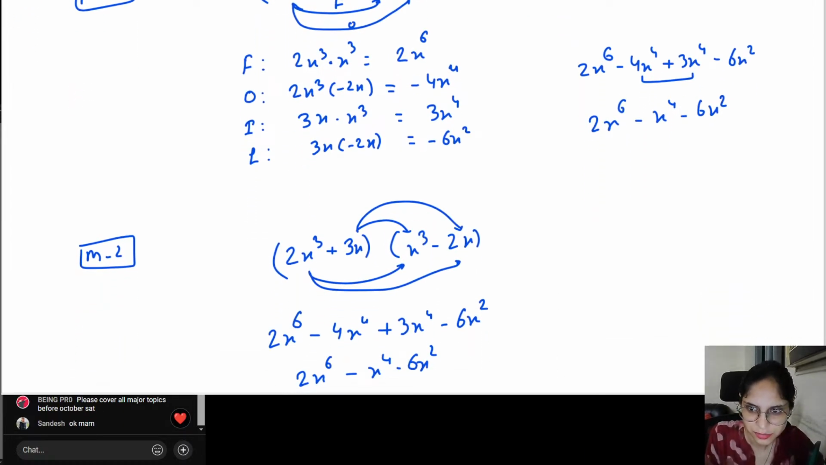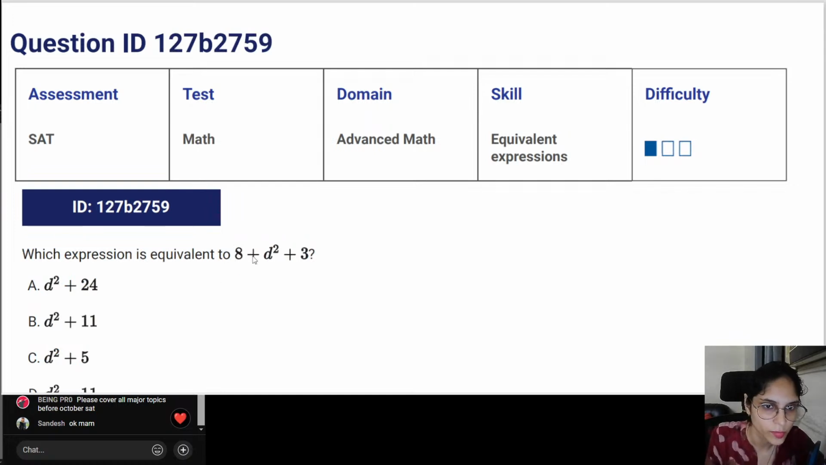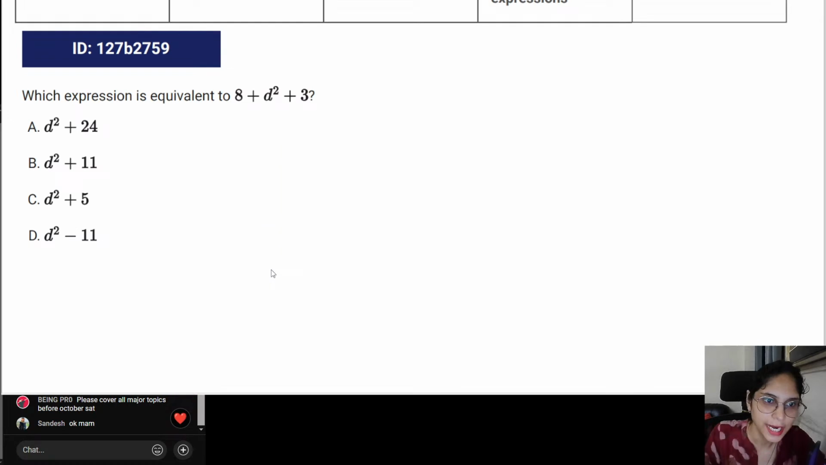Next is 68. Which expression is equivalent? There's only one polynomial. That means you have to just combine the like terms. When you combine the like terms, you can see d squared is alone, and there are two terms 8 and 3, so you will add 8 and 3. 8 plus 3 is 11. It will be d squared plus 11.